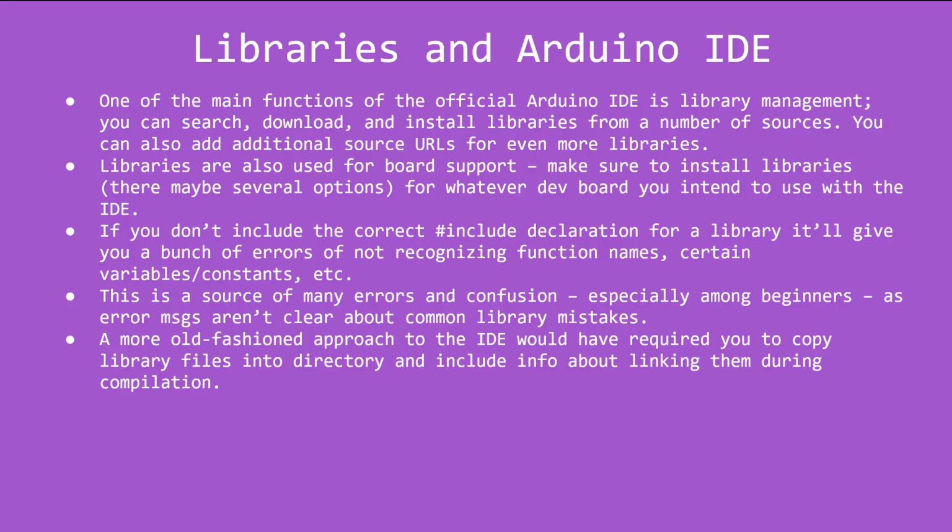If you don't include the correct include declaration for a library, it'll give you a bunch of errors, not recognizing function names, certain variables, constants. It very rarely will just tell you, hey, you should have included the library. This is a big source of errors, confusion, especially among beginners. As I said, error messages are not clear. They can't generally infer what you did wrong, especially when it comes to not including libraries or not including the right library. A more old-fashioned approach to the IDE would have required you to copy library files into a directory, include information about linking them during compiling.